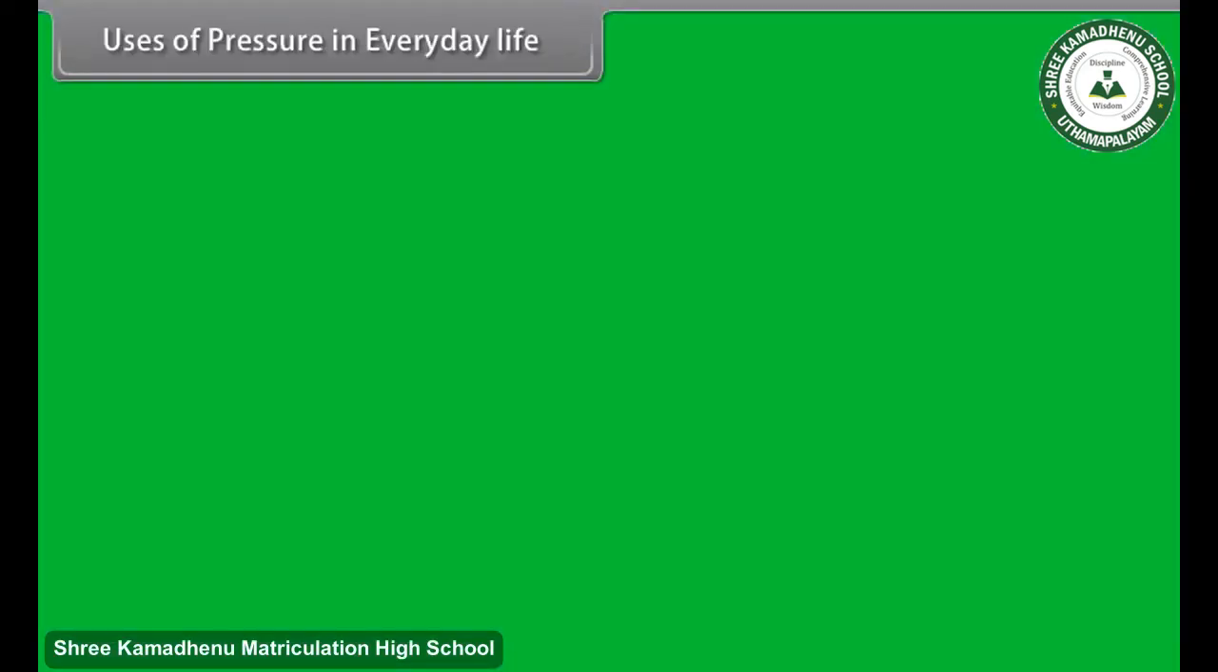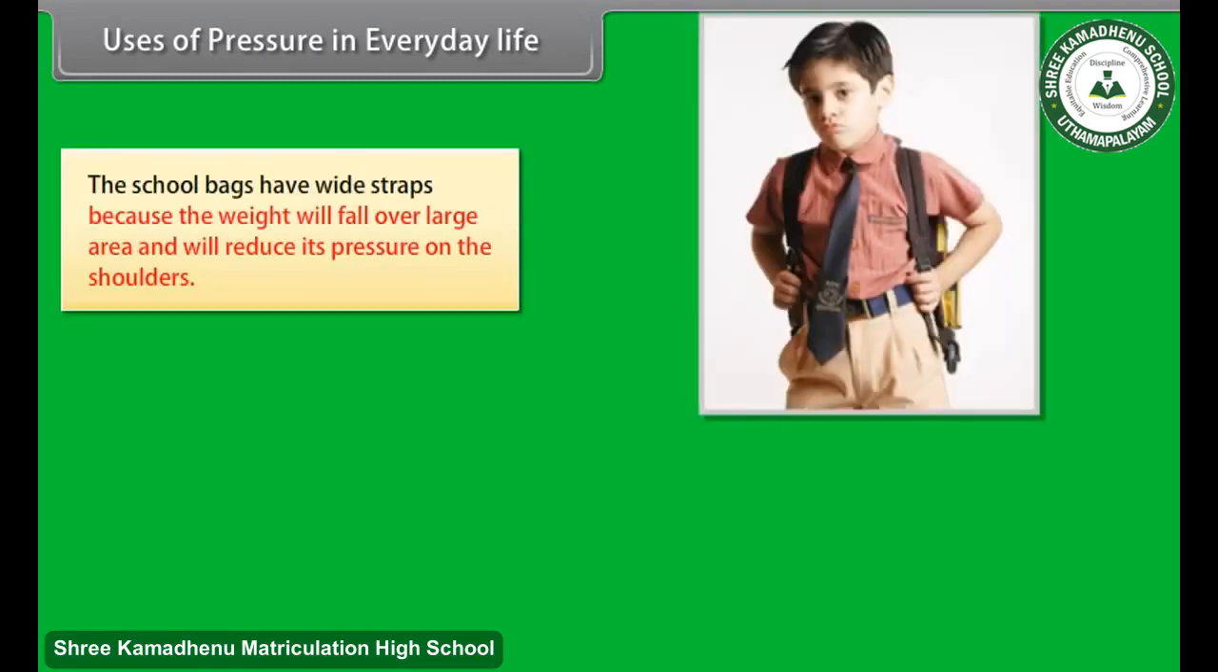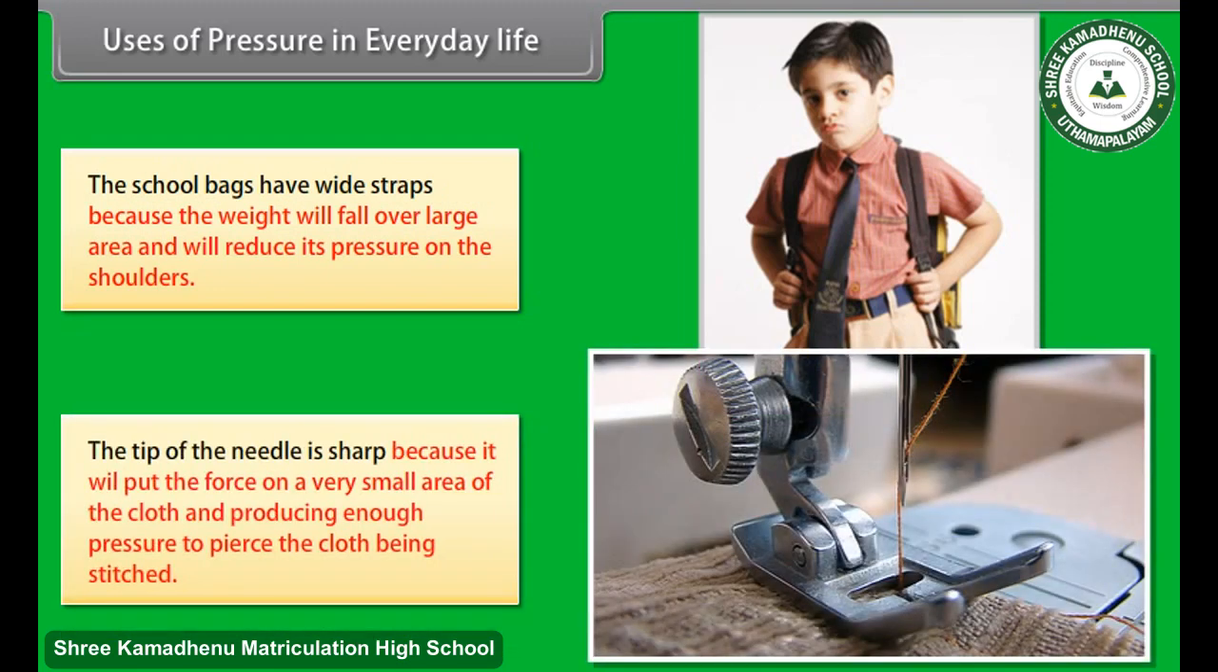Equation of motion for freely falling bodies. The uses of pressure in everyday life. The school bags have wide straps because the weight will fall over a large area and will reduce its pressure on the shoulders. The tip of the needle is sharp because it will put the force on a very small area of the cloth, producing enough pressure to pierce the cloth being stitched.